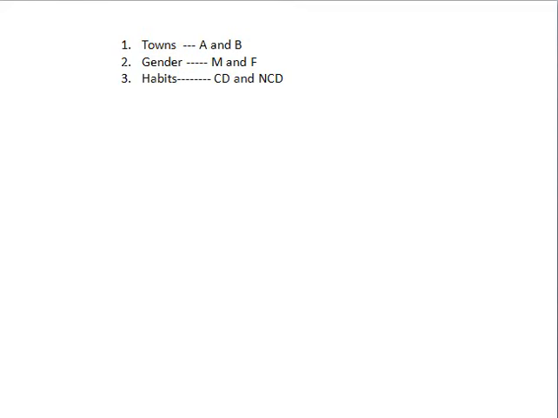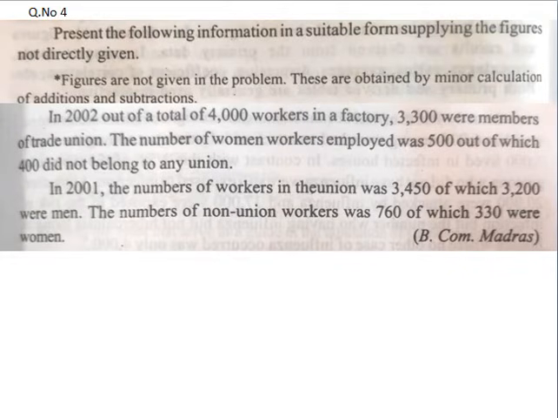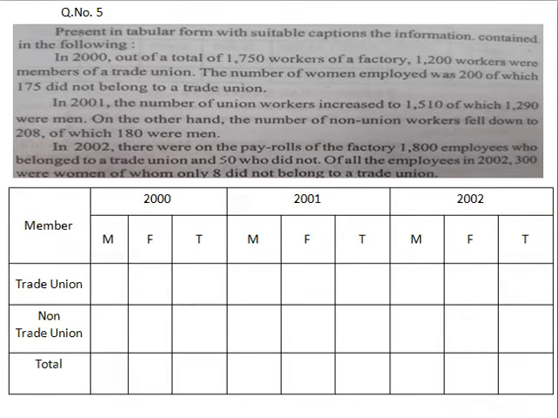So this was the information that is given in the problem. Move to question number 3 now. Present in tabular form with suitable captions the information contained in the following. So 2001 is this para, and the second para is 2001, and if you see here 2002, I think this was the 3 years question, and I think I put 3 years here.